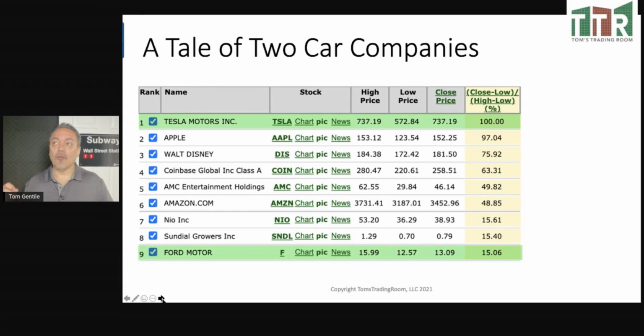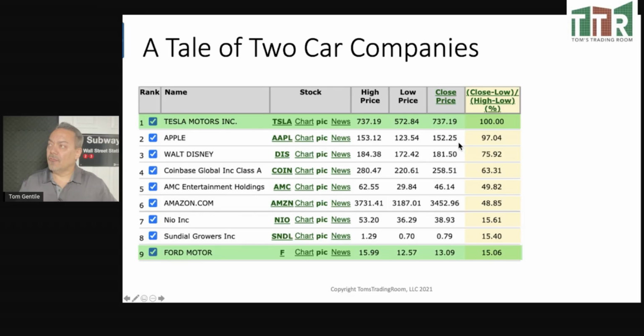Which stocks are the strongest right now on the charts and which ones are the weakest? And Tesla Motor came in number 1. It is right now hitting new highs for the last quarter. Since the last quarterly earnings to this quarterly earnings, Tesla's made a turnaround. Tesla's most recent high was over $737. Its low in the last 3 months was $572, and it's sitting right on its high right now. Apple is right on its tails at number 2.